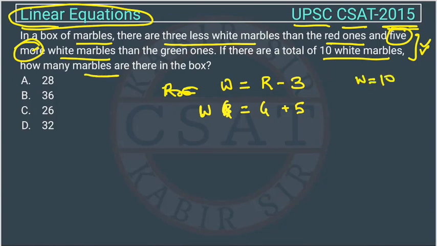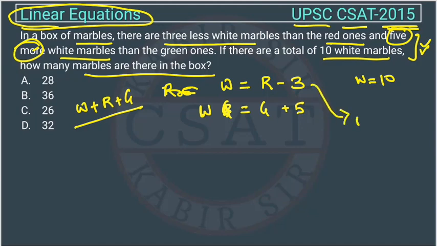How many marbles are there in the box? So now we have to find the total marbles. Total marbles means we have to add them: white marbles, red marbles, and green marbles, right? So from this equation, R will become 13, right? And from this equation, the green will become 5, right?